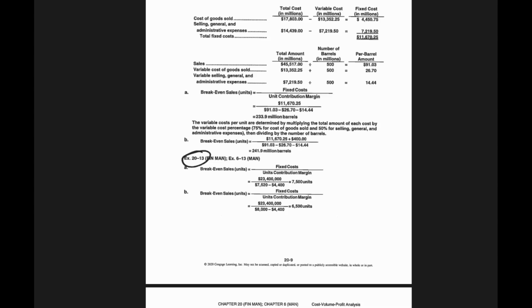Number 13. Currently the unit selling price of a product is $75.20. The unit variable cost is $4,400. Total fixed costs are $23.4 million. A proposal is being evaluated to increase the unit selling price to $8,000. Compute the current. All right, fixed cost $23.4 million. $75.20 is the current selling price. Variable cost is $4,400. That's 7,500 units.